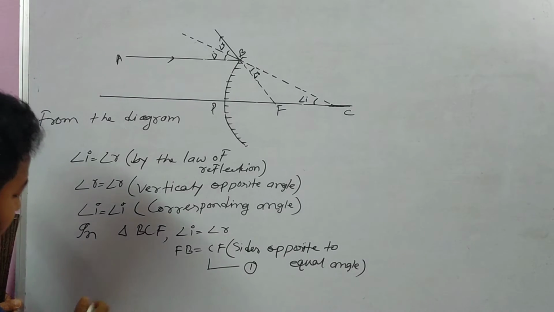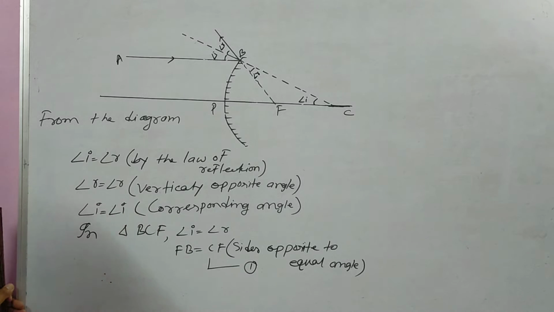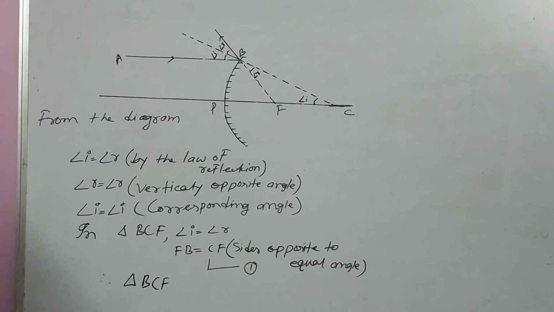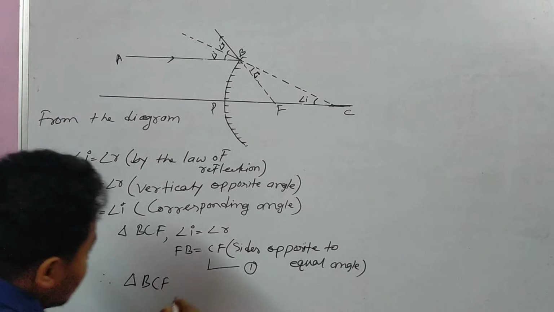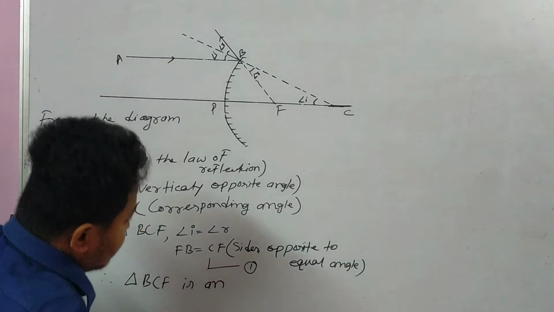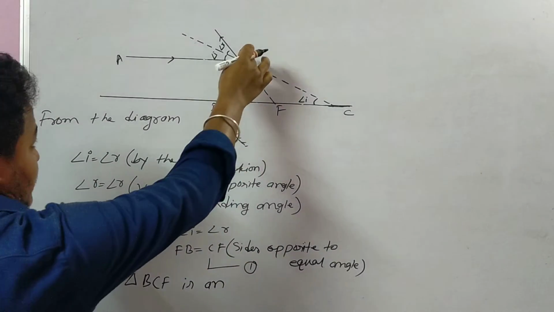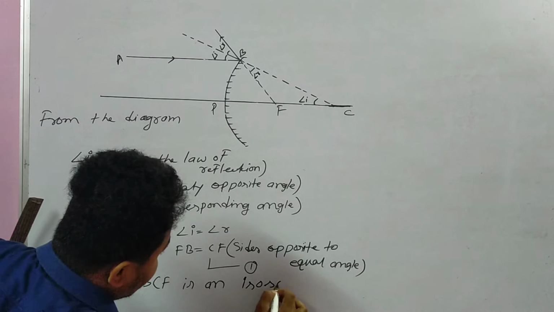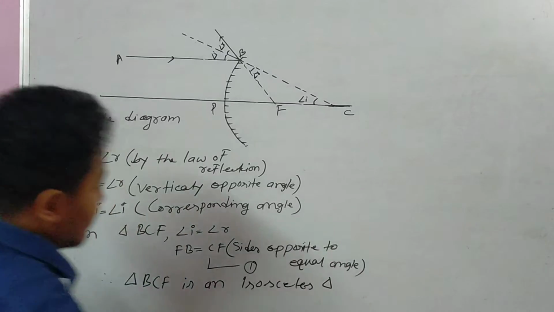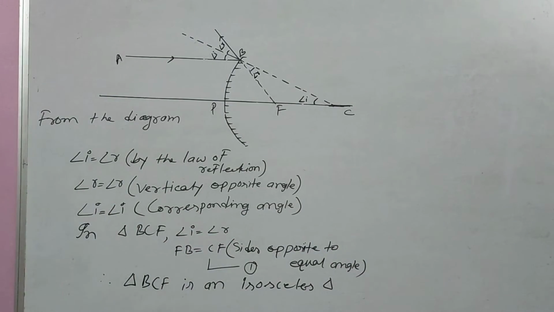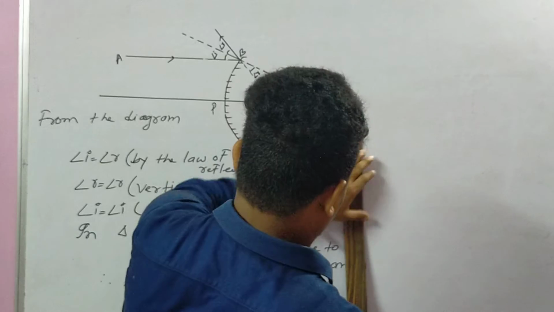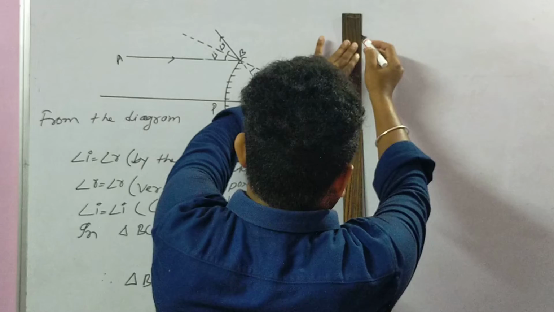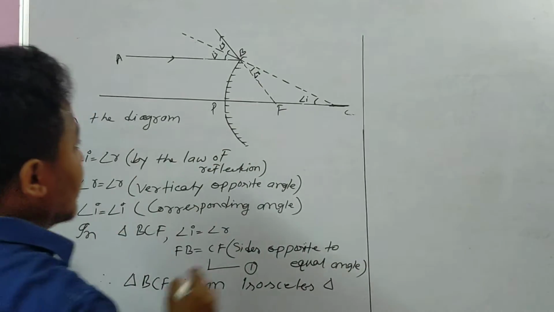Therefore triangle BCF is an isosceles triangle because two sides are equal. Fine. From the diagram only I can show you this. Diagram making is very important. Diagram should be neat and clear.